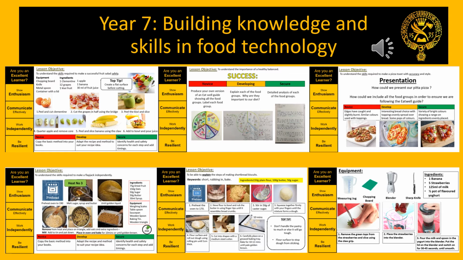As you can see from the images below, students will have to demonstrate skills to a secure level in a wide range of aspects of food technology, including health and safety concerns for each step of making a fruit salad, the analysis of each food group, and making pizza to demonstrate the use of a variety of brightly coloured ingredients evenly placed. They will need to be able to follow step-by-step instructions for all the food products made, including flapjacks, shortbread biscuits, and smoothies.